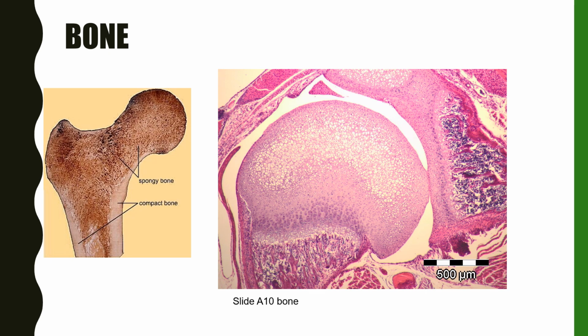Alright, next connective tissue is the bone. This is slide A10, from our own slide box, the image of bone. In the left image, you can see the labeling of spongy bone and compact bone.